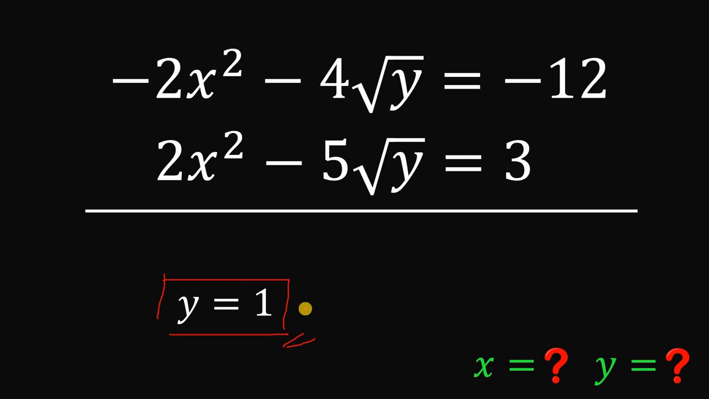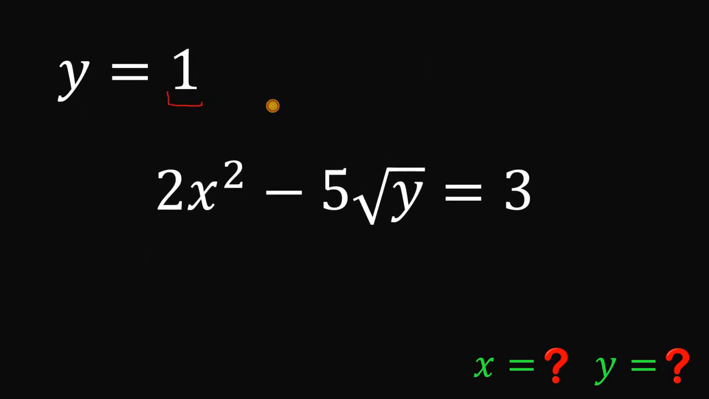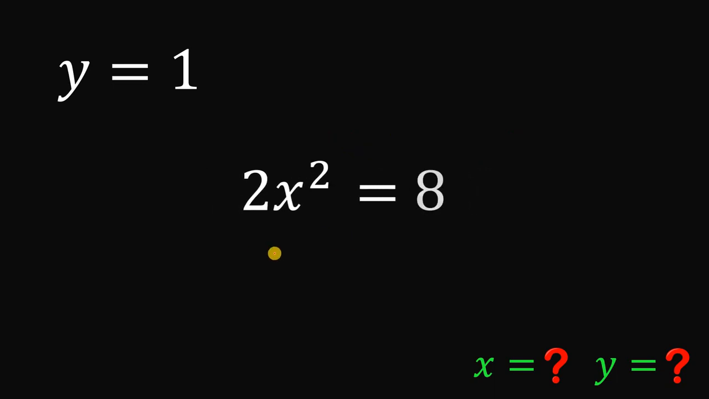Now, how about the value of x? Let's use the second equation to solve for the value of x. Also, you can use the first equation if you want, but in this video, I will use the second equation. Alright, now we know y equals 1, so we can replace this y with 1. And now let's solve for the value of x. 5 times square root of 1, square root of 1 is 1, 1 times 5 is just 5. Next, let's add 5 on both sides, so this will give us 2x squared equals 8.